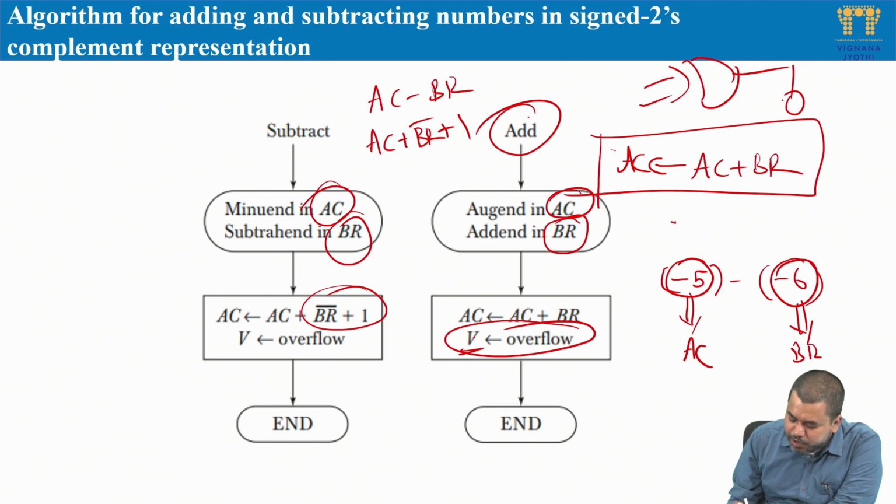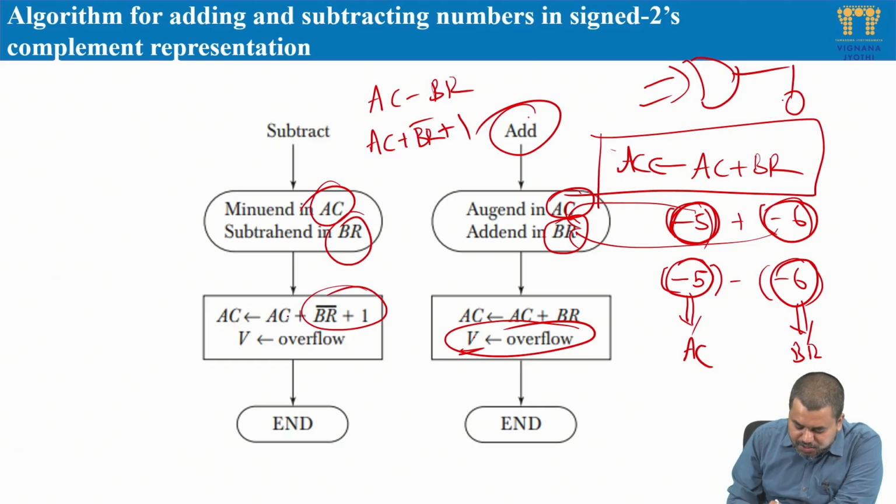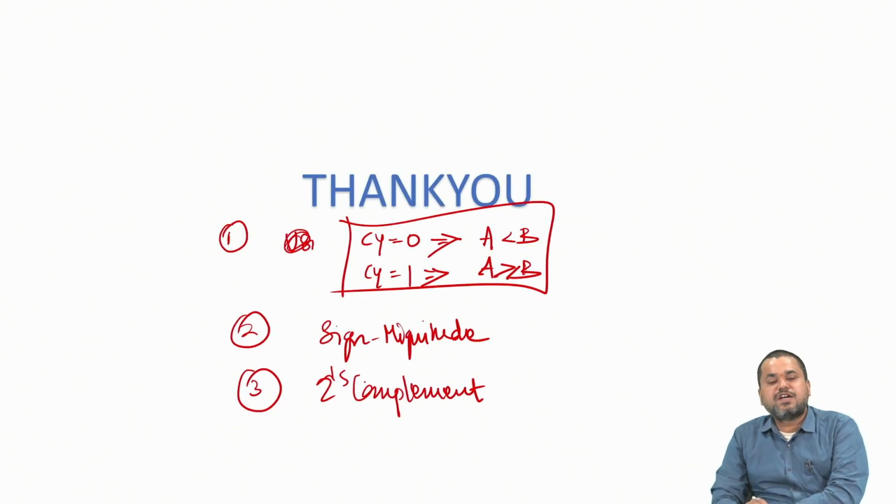Similarly, if I want to perform minus 5 plus minus 6, the 2's complement of minus 5 is already available in the AC, and the 2's complement of minus 6 is already available in the BR. Once I perform this addition or subtraction using the 2's complement, I ignore the carry, and again I indicate the overflow. So this is the simple algorithm for the 2's complement method. So this is the conclusion.